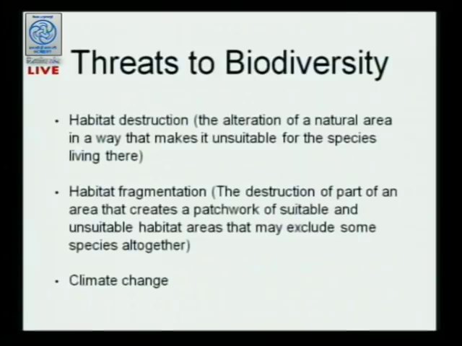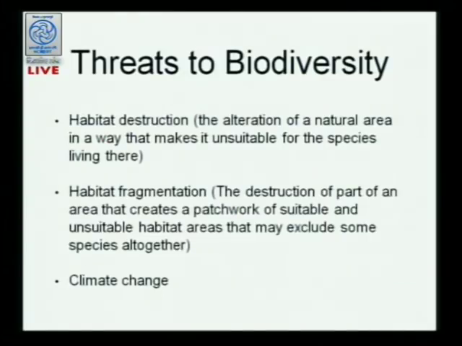And again, the reasons for losing biodiversity: there are two basic threats that we have been studying. Habitat destruction, as you can see in the slide, is one, and habitat fragmentation is the other. Habitat destruction is about destroying the habitat, the whole patch of land. But in fragmentation, you're not destroying the whole habitat, but maybe a middle portion or a few sections of the habitat. So that is habitat fragmentation.